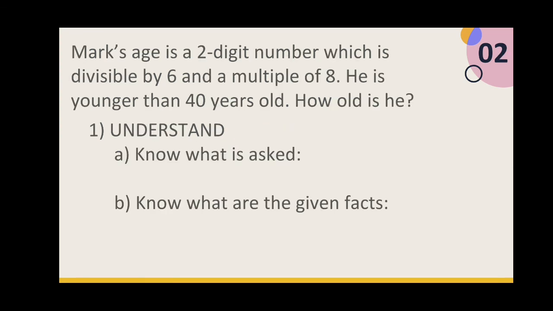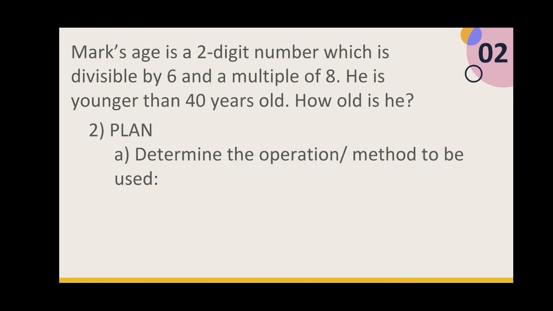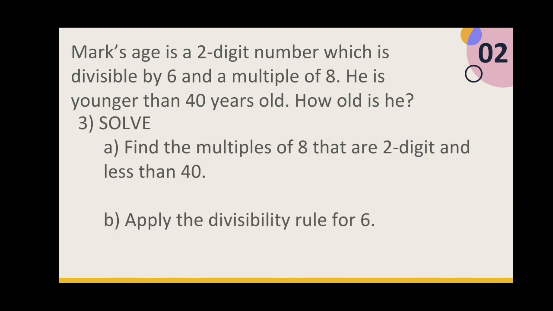For problem number 2, what is asked in the problem is how old Mark is. Now, the given facts: his age is a 2-digit number divisible by 6, a multiple of 8, and younger than 40. For step 2, the plan is finding the multiples of 8 that are 2-digit numbers and less than 40, then applying the divisibility rule for 6. Let us now solve. The multiples of 8 that are 2-digit and less than 40 are 16, 24, and 32.